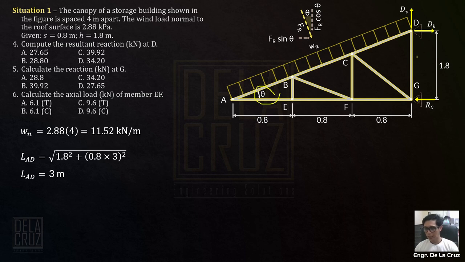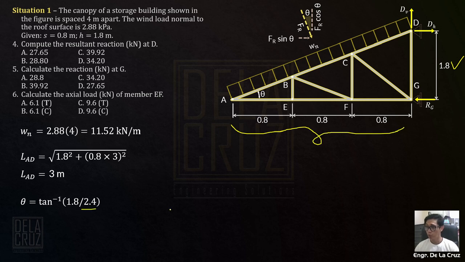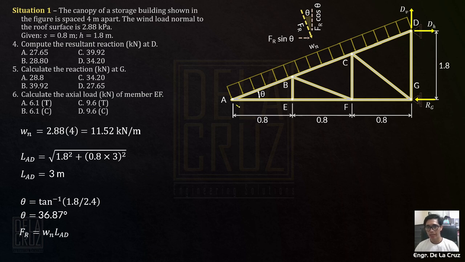Then let's solve for theta using the same triangle. Arc tangent of the opposite side, 1.8, over the adjacent side, 2.4. We have 36.87 degrees. So the resultant load FR is equal to the normal load times the length of AD. That is in kilonewton per meter multiplied by length, so the resulting unit is kilonewtons. These are the prerequisite values we needed, so we can now solve for the reactions.